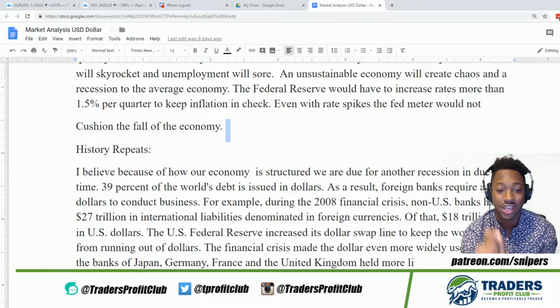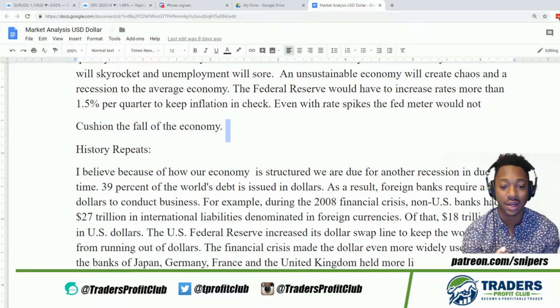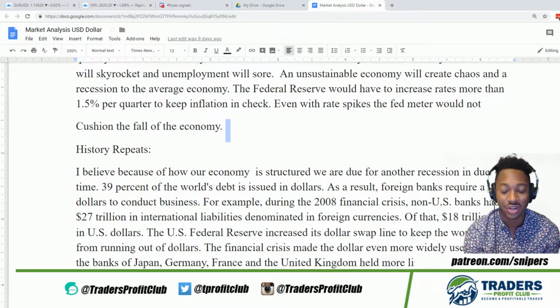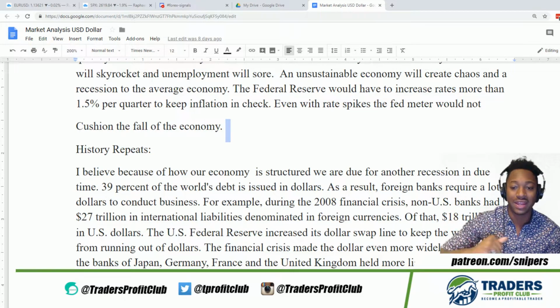27 trillion in international liabilities denominated in foreign exchange currency. Of that, 18 trillion was in US dollars, okay? So the US Federal Reserve's interest is its dollar swap line. It's to keep the world's banks from running out of dollars, right?